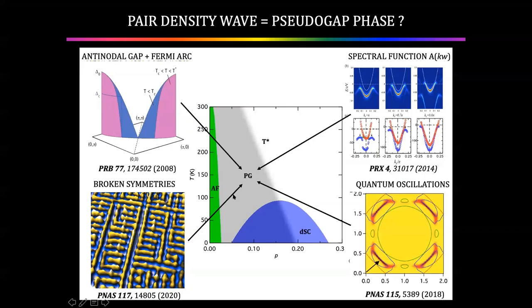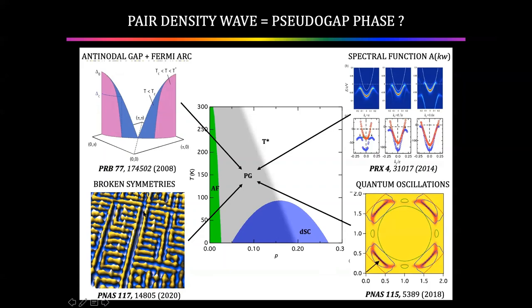And finally, we know that this isn't a translationally invariant whole dope spin liquid from our own work. We can see that it breaks translational and rotational symmetry in the charge channel, and in the pair channel, it breaks translational symmetry as well. So many, many phenomena here are internally consistent with a picture of this state being a pair density wave, the pseudogap state, electronic dark matter.